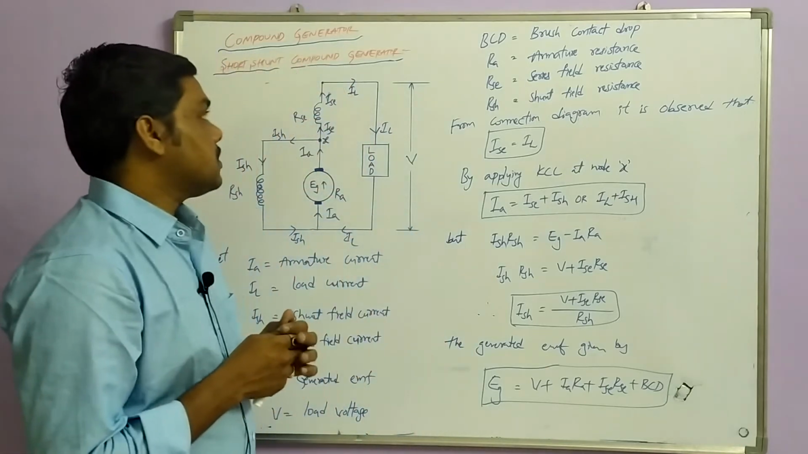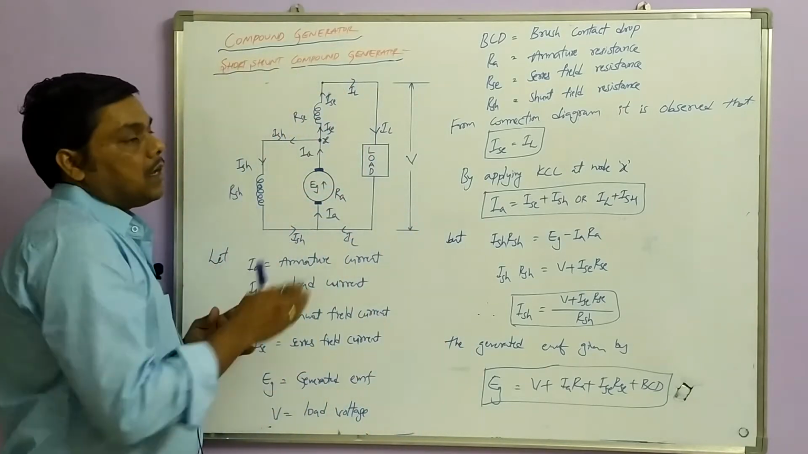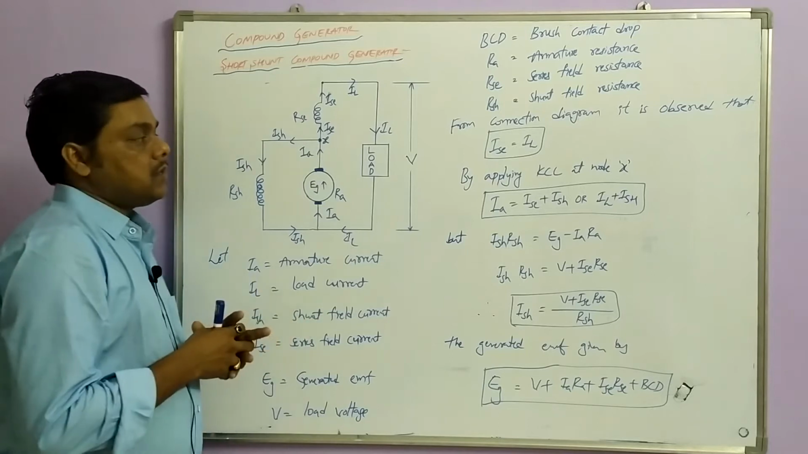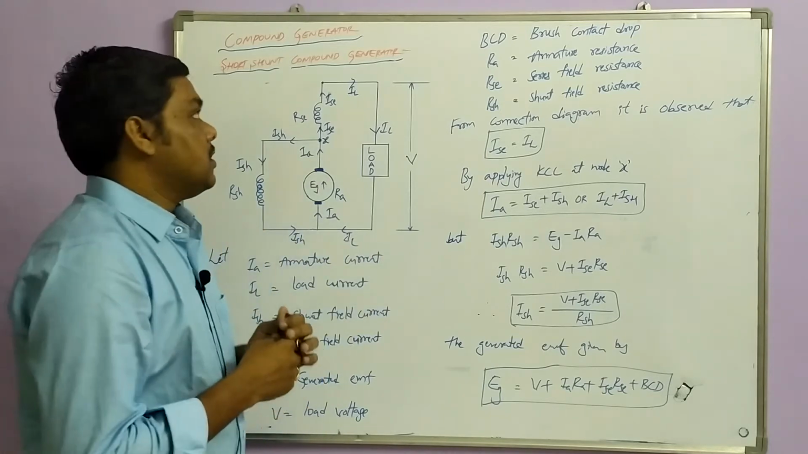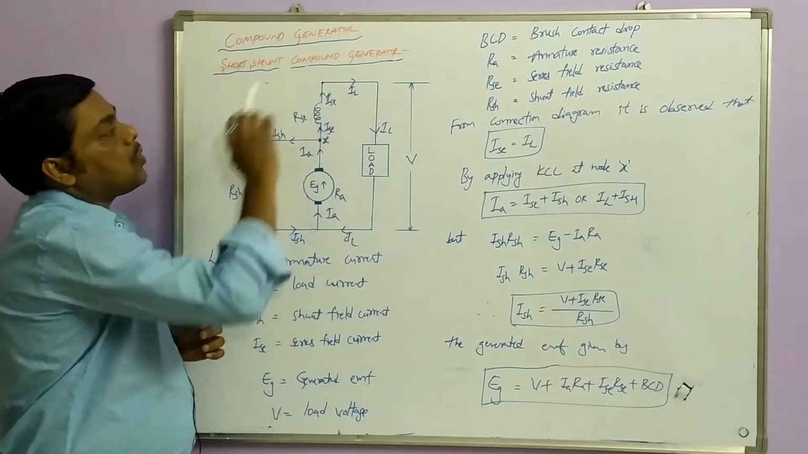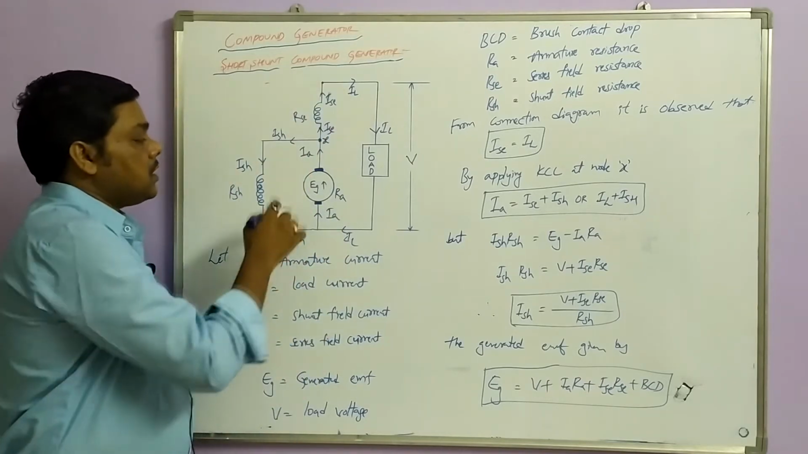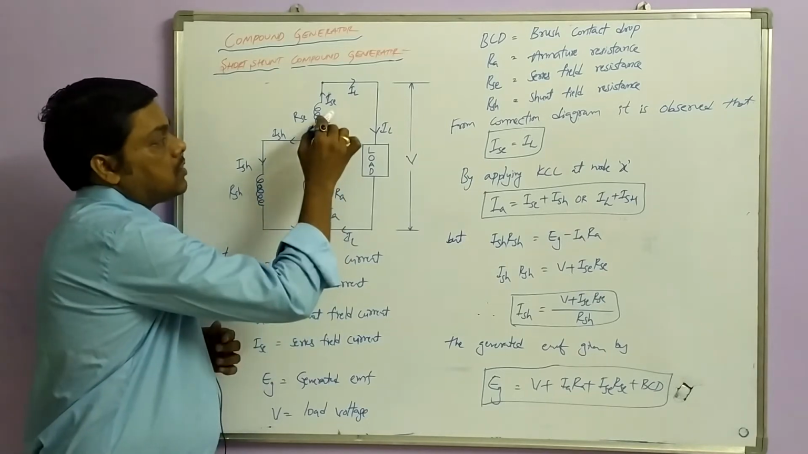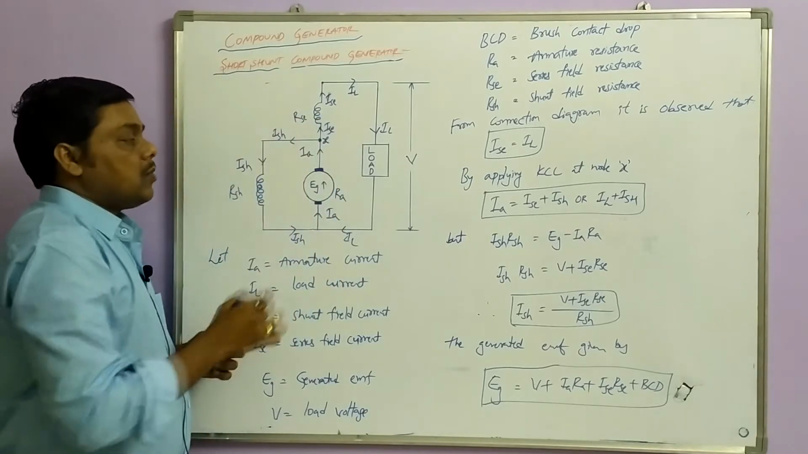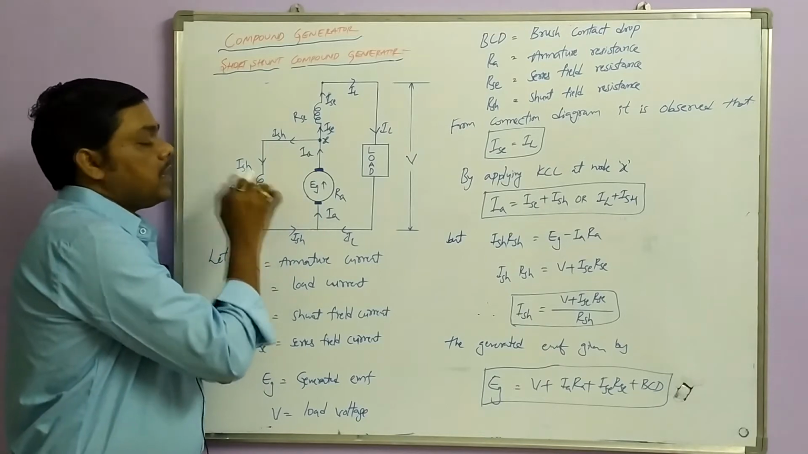Now we will discuss clearly the relation between different currents and also the generated EMF equation. In the short shunt compound generator, you can see here the connection diagram. The armature is connected in series with the series winding, but across the armature a shunt winding is connected.